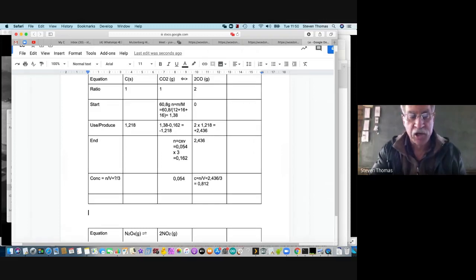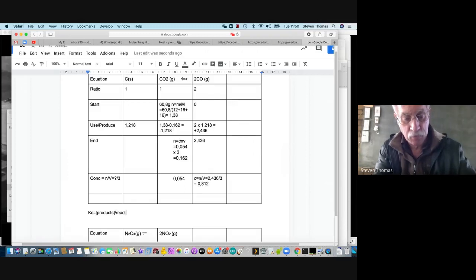Okay, now we've got to give the Kc for this. Kc equals products concentration divided by reactants concentration.